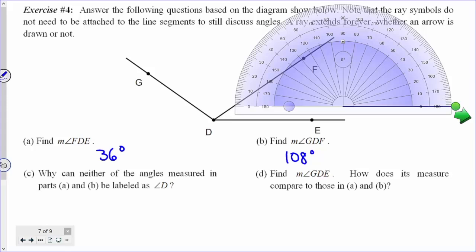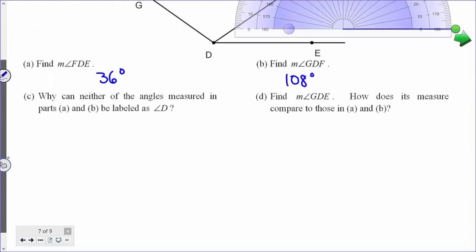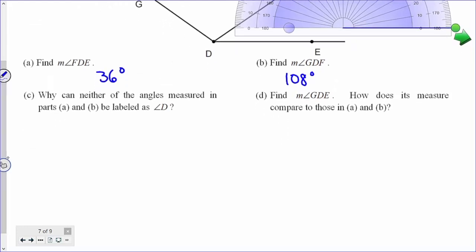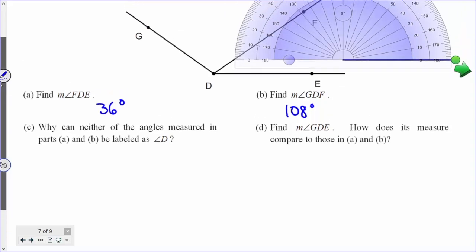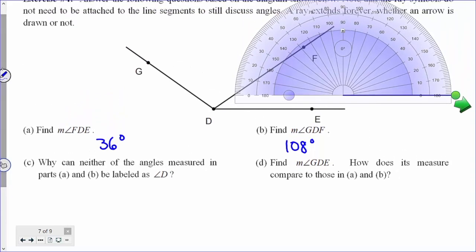Letter C asks, why can neither of these angles measured in parts A and B be labeled as angle D? Finally, it says, find the measure of angle GDE. How does its measure compare to those seen in A and B? Well, first, let's talk about letter C, because it is remarkably important.